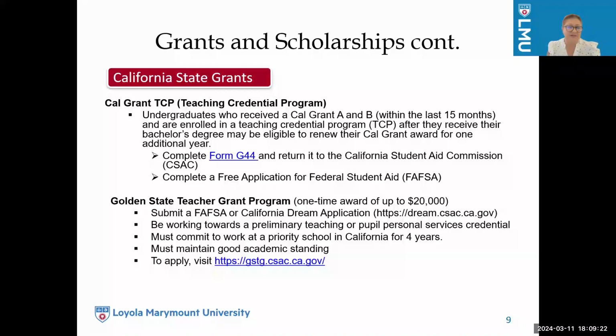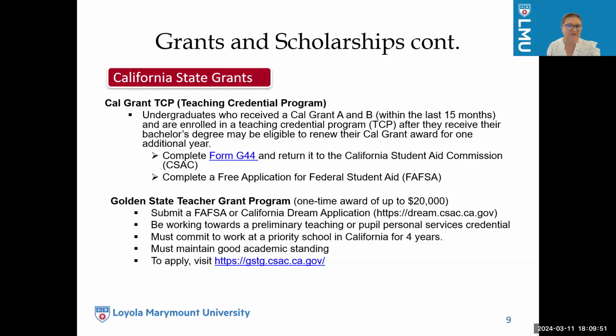Another great program that's out there for teachers is the Cal Grant TCP, Teaching Credential Program. Now, this is only available for those students that received a Cal Grant A or B as an undergraduate at least 15 months ago. So if you received a Cal Grant as an undergraduate, you may be eligible to receive it for 1 additional year. And as you know, the Cal Grant is a grant that doesn't have to be repaid. So it's the best kind of financial aid that you can receive.